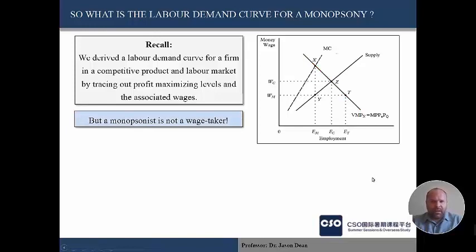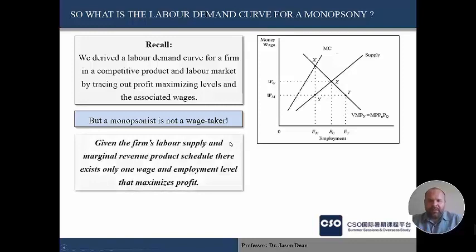but a monopsonist isn't a wage taker. So only in a competitive market can we think of this value of the marginal product of labor as a demand curve, because in a competitive market we have different wages that could happen in the market. So there's variation in the wage that could happen in the market, and the firm just takes that as given and has no choice. They take it as given and they set it equal to their value of marginal product, and then you get a certain employment level. But a monopsonist isn't a wage taker.